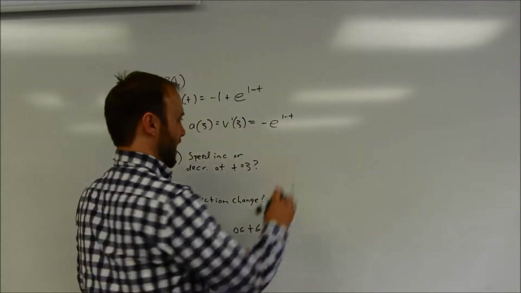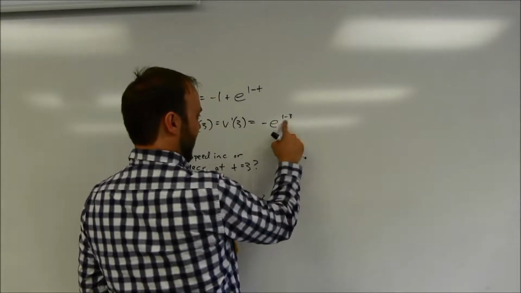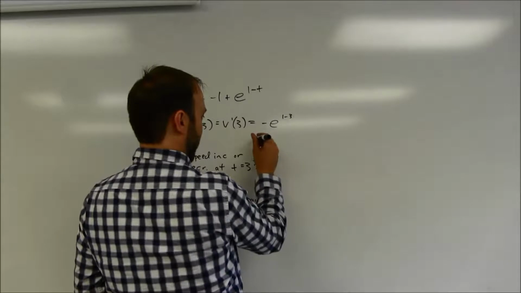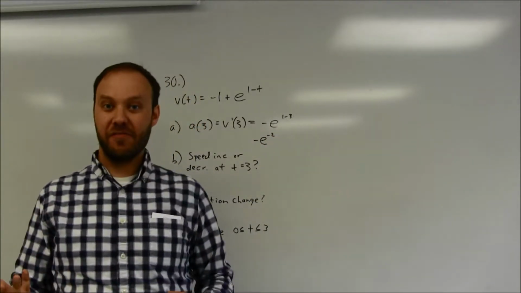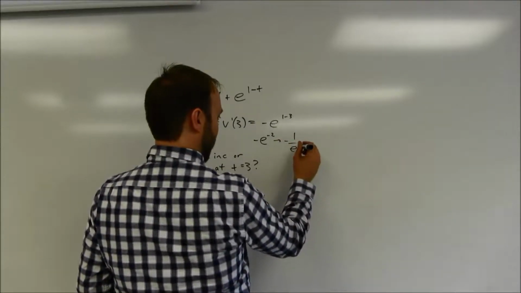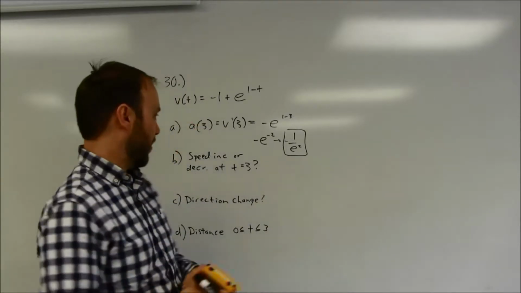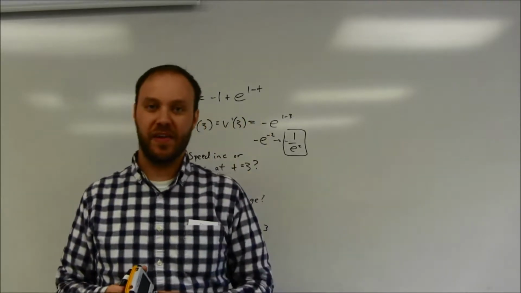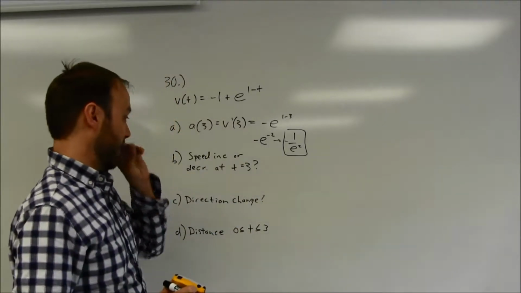I'm going to be substituting in 3 for t. And so we have negative e to the 1 minus 3 power. That would be negative e to the -2 power. Remember, a negative exponent is the same thing as a reciprocal, so I could also write that as -1 over e squared. On a calculator, of course, you could also run that if you're in a calculator section, and you can get a decimal equivalent, but this one actually can be done without a calculator.